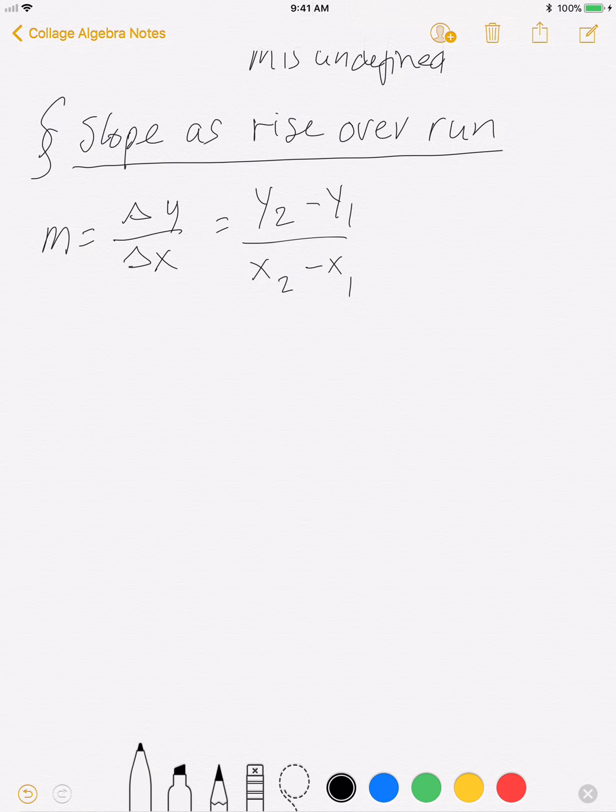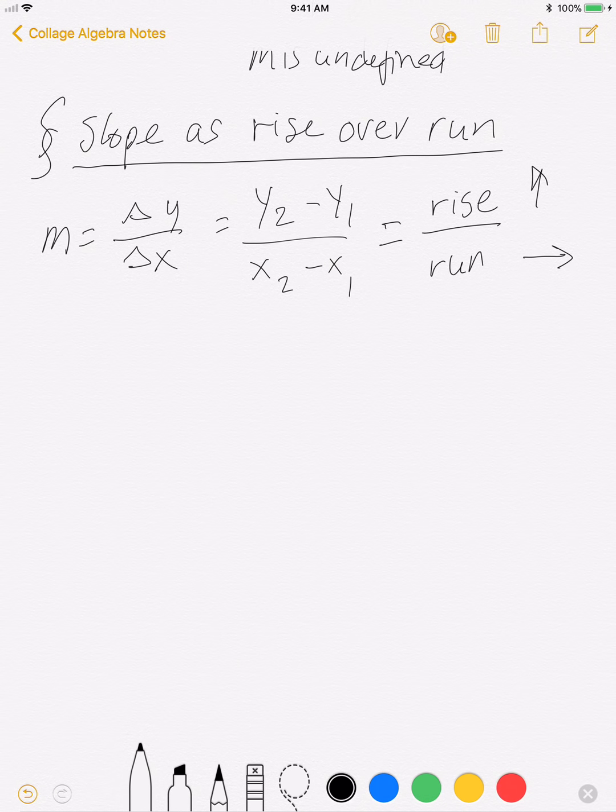Your y values represent the change in your height and thus your rise. The x values represent the change in your, I guess, vertical, horizontal, the left or right position, and thus your run. And so remembering the idea of rise over run helps you remember that the y's are in the numerator and the x's are in the denominator.